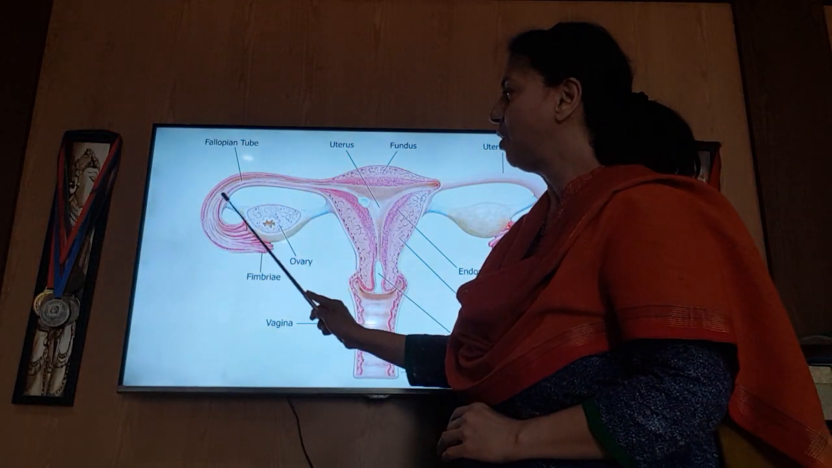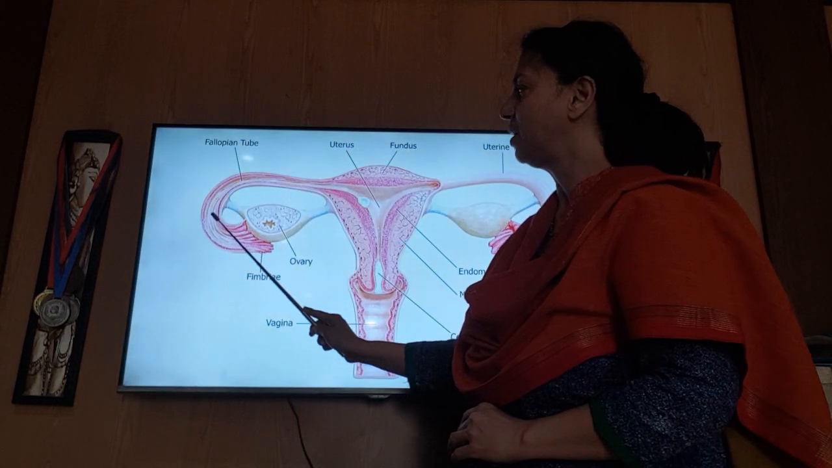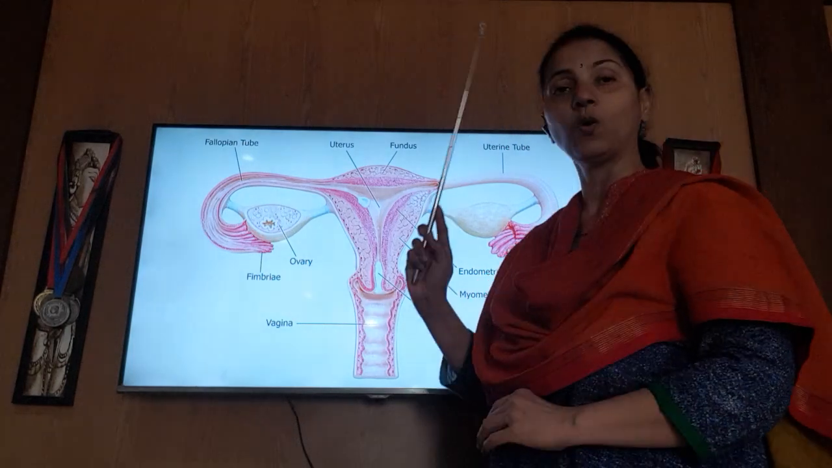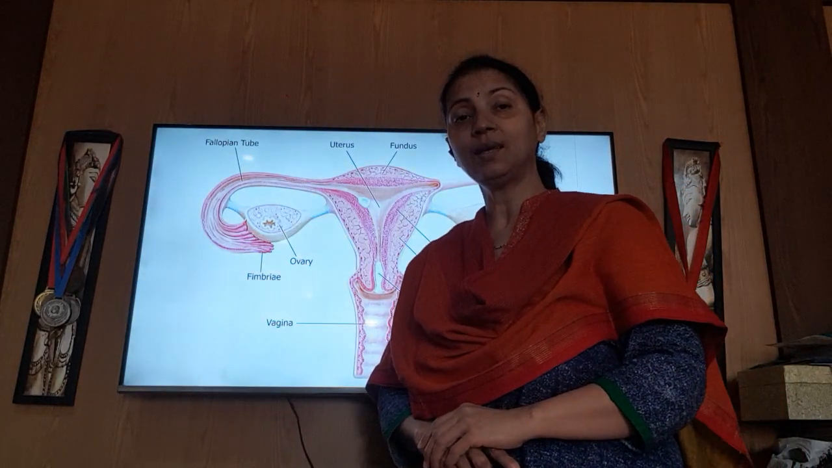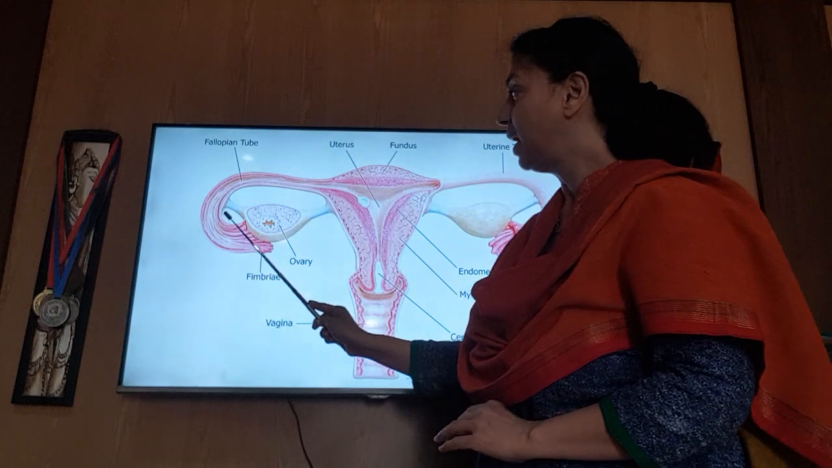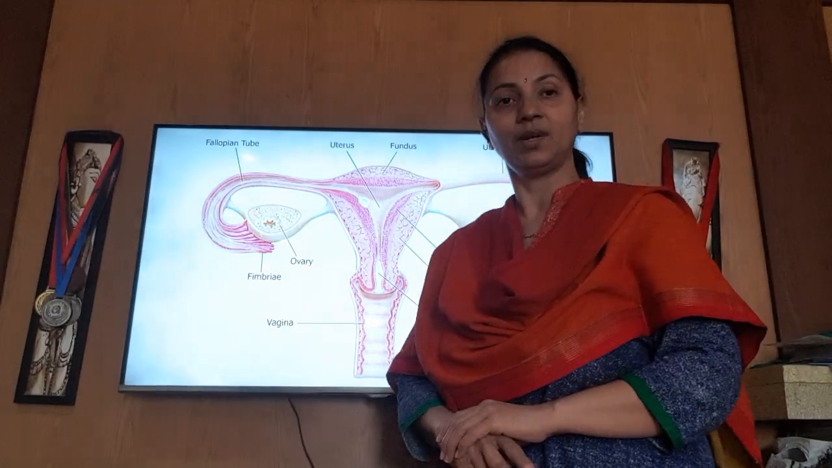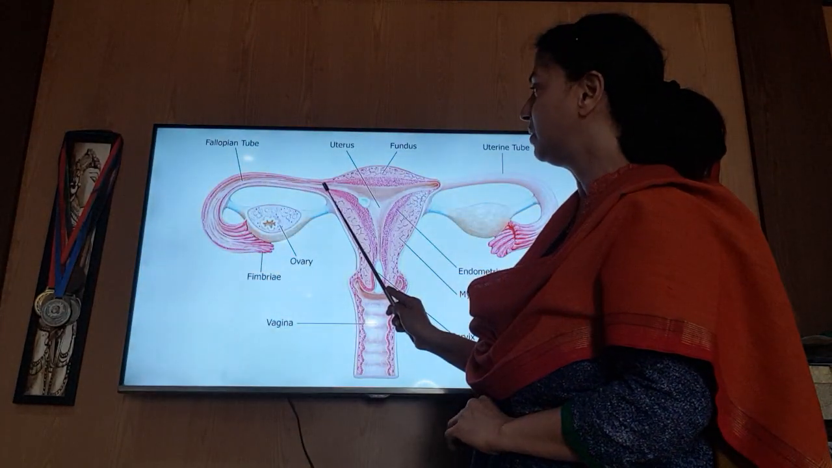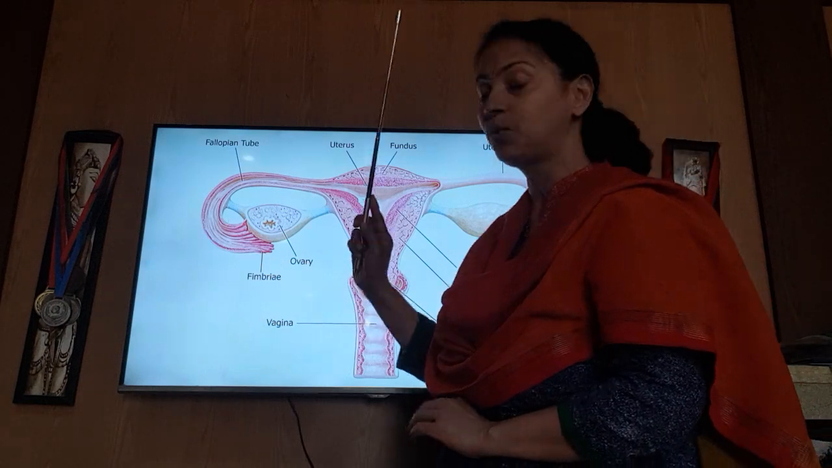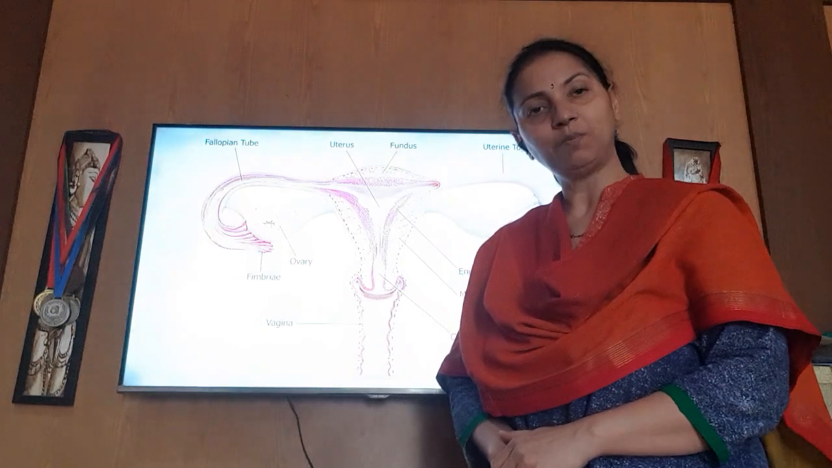The dimension of fallopian tube, it is around 10 centimeter long. The diameter is around 3 millimeters. It is variable. In some places it is very narrow, in some places it is broad, but on an average 3 millimeter. Now its parts.